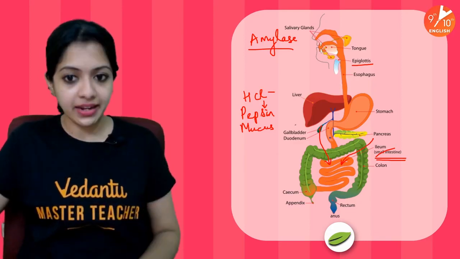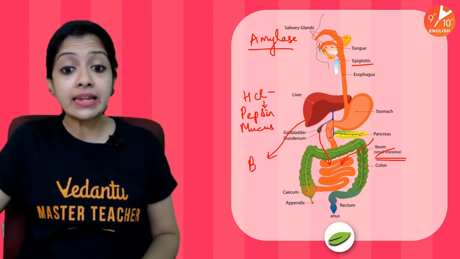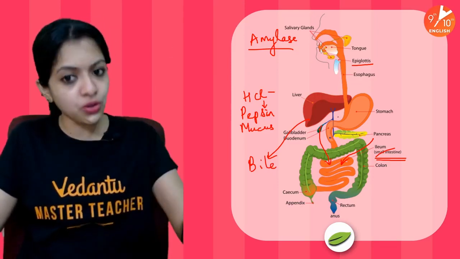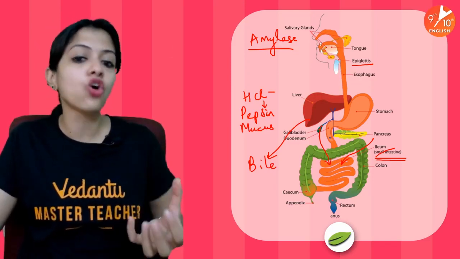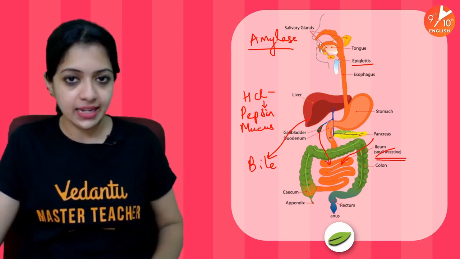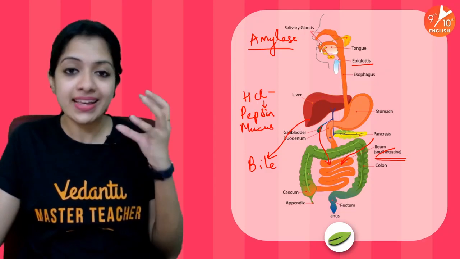What does your liver secrete? Liver secretes bile. What does bile do? It can emulsify fats. Okay, so bile is produced by the liver, stored temporarily in the gallbladder, and from there it gets secreted into your small intestine. Okay, so bile emulsifies fats.